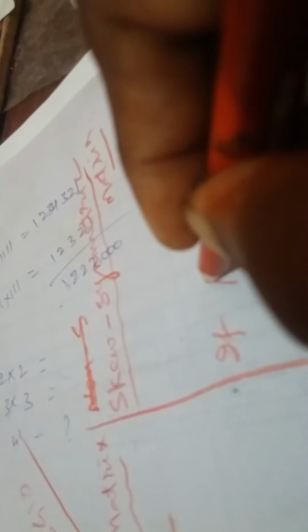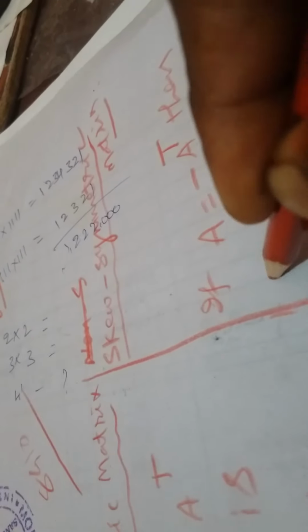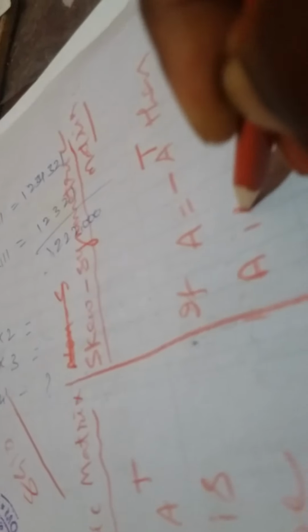Symmetric. Okay, if A is equal to minus A transpose, then A is said to be skew symmetric. Okay, A is said to be skew symmetric. By using this, they will ask whether A is a symmetric matrix.